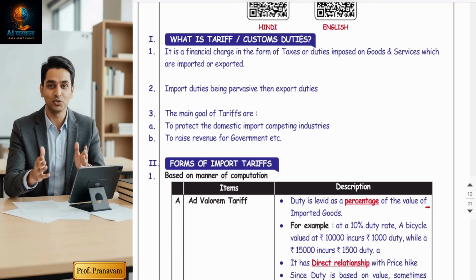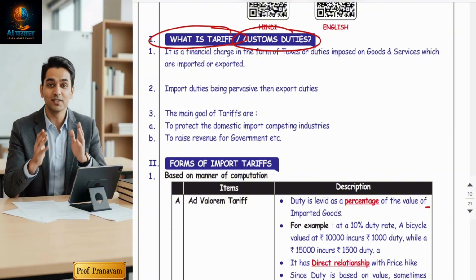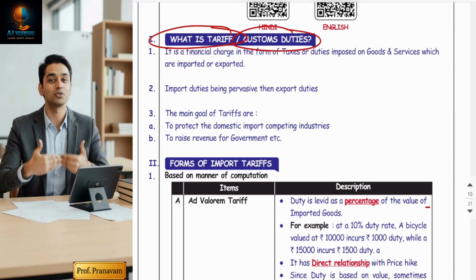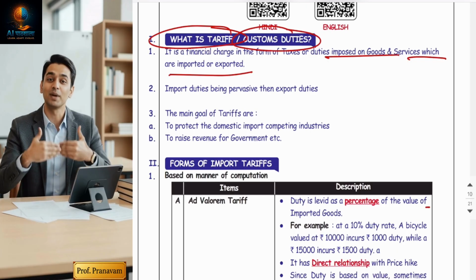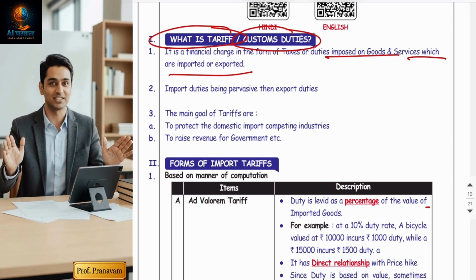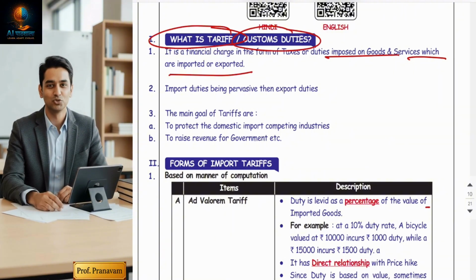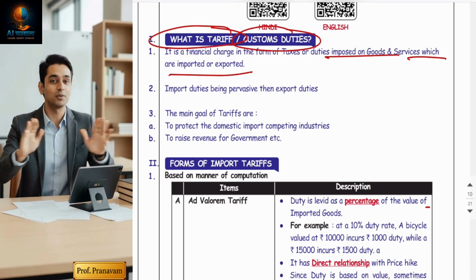Students usually ask, what is tariff and what is customs duty? So tariff and customs duty are one and the same. Friends, a tariff simply means a financial charge in the form of taxes and duties imposed by the government on goods and services when they are imported or exported. In very simple words, the moment goods cross the border, the government charges a fee. That fee is called tariff.